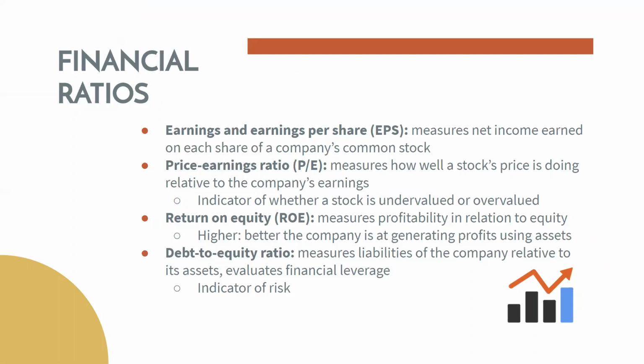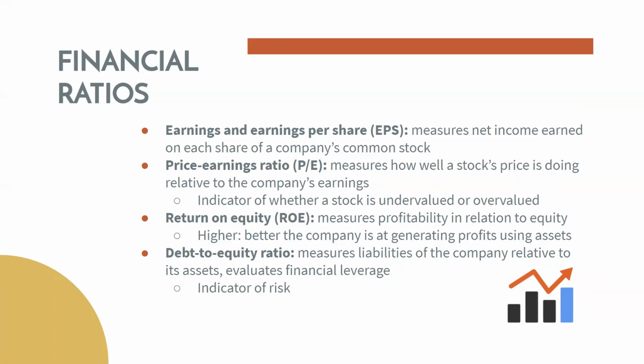First is earnings per share, which measures net income earned on each share of a company's stock. The higher earnings per share is, the more return you'll get from buying a stock. Another important financial ratio is price to earnings ratio, which measures how well a stock's price is doing relative to the company's earnings. The price to earnings ratio is an indicator of whether a stock is undervalued or overvalued, and you definitely do not want to buy a stock while it's overvalued.